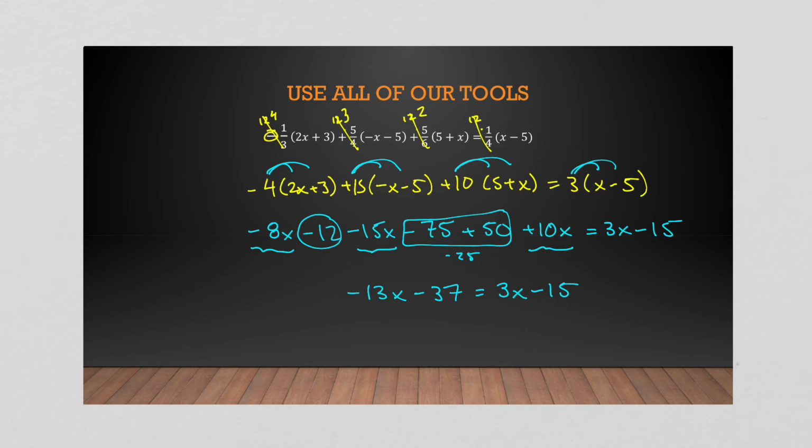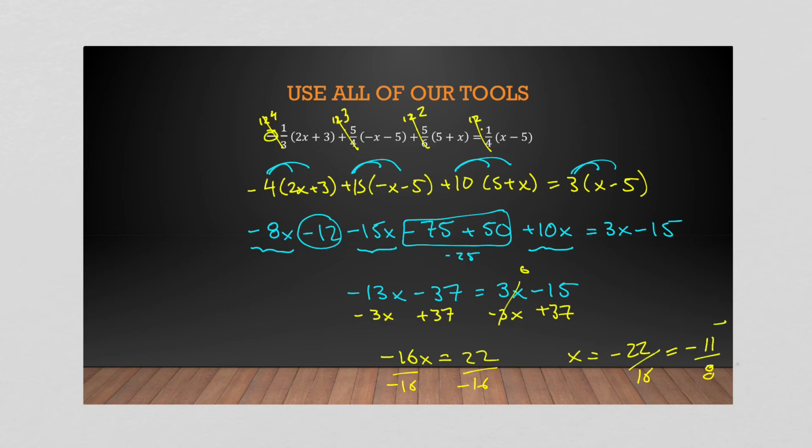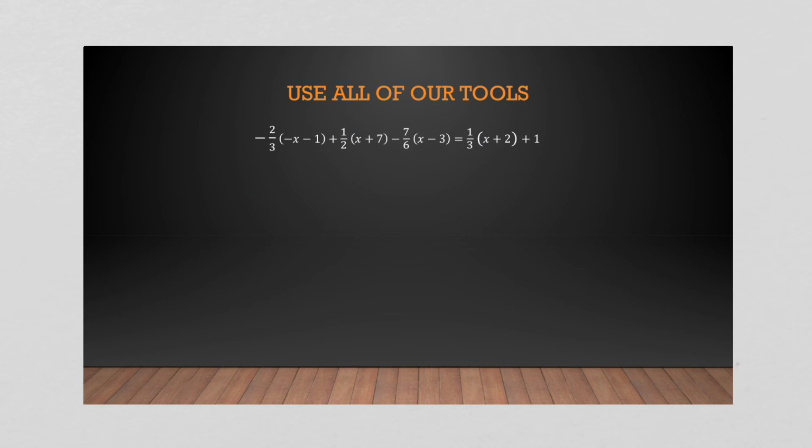So now x's together, non-x's together: minus 3x, and then plus 37, plus 37, so negative 16x equals 22, and then divide by negative 16, x equals negative 22 over 16, which simplifies to negative 11 over 8. So lots going on here. And we've got one more we're going to look at, and look out, there's a little bonus here you've got to pay attention to.